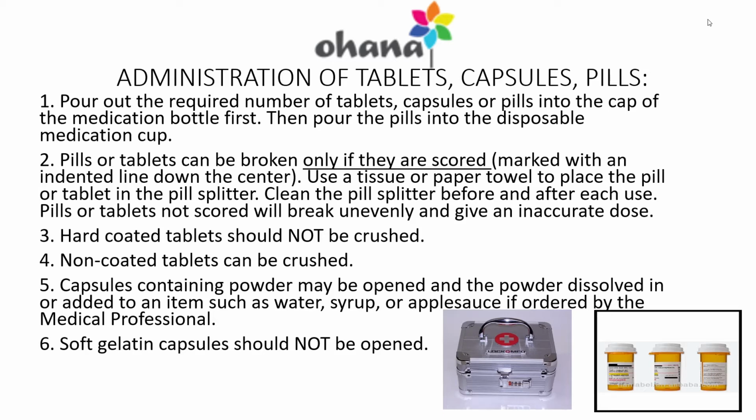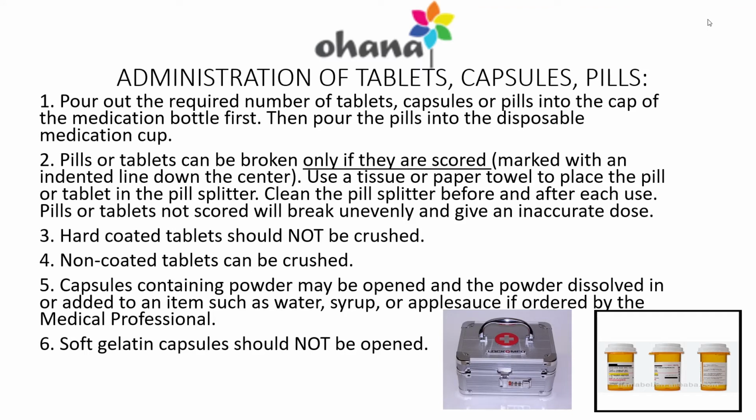Pills or tablets that are not scored will break unevenly and give an inaccurate dose. So we are only splitting medications that are scored, and only if it's written on the label of the medication as well. Hard-coated tablets should not be crushed. This will be in that special instructions area of the medication bottle. It will say do not chew or crush there, so make sure we're keeping an eye on that. Non-coated tablets can be crushed. Again, that's something that will be in the special instructions portion of the medication label. It will say can be crushed.